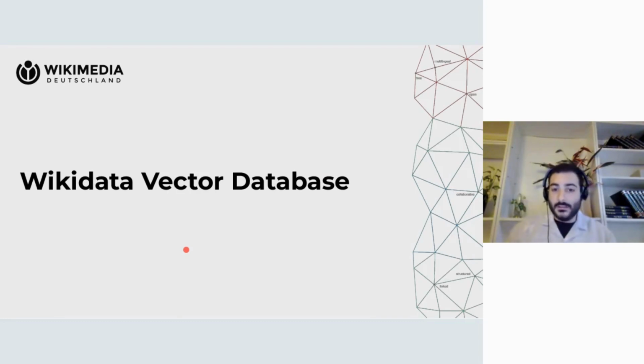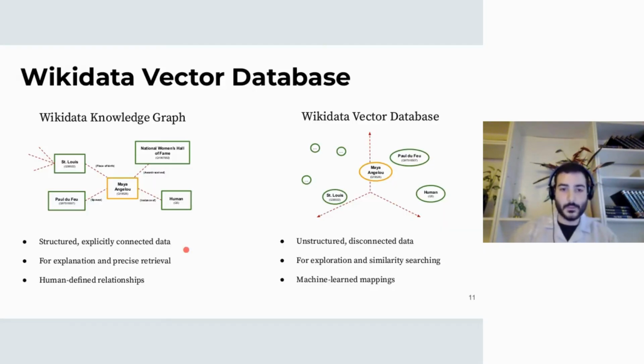So what is the Wikidata vector database and how does it work? To better understand it, I thought at first I would compare it with the Wikidata knowledge graph, which we already are familiar with.